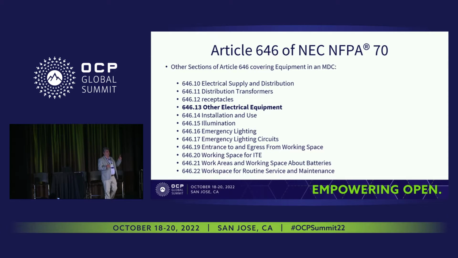These are the sections of Article 646 that only pertain to the equipment that's in an MDC. So as you can see, from electrical supply, distribution transformer, receptacles, installation and use, illumination, emergency lighting, all that stuff, including the entrance and egress to MDCs, are governed by the National Electric Code, Article 646. And each of these sections will point to the other sections of the code.